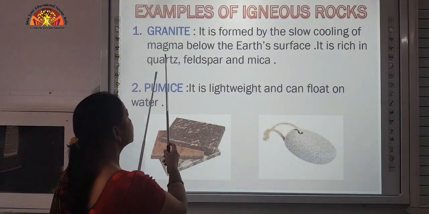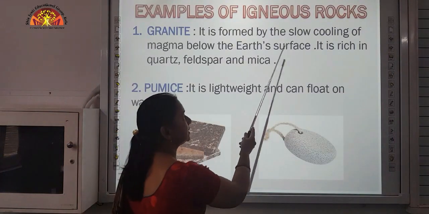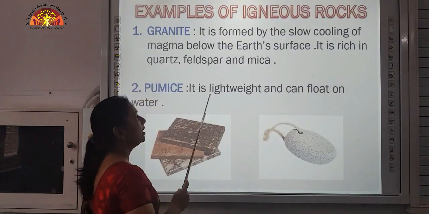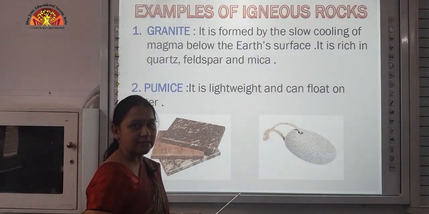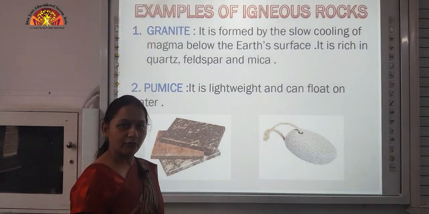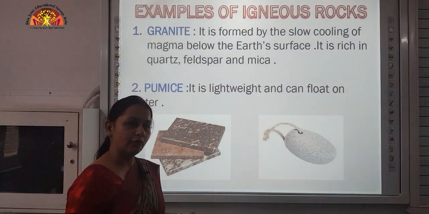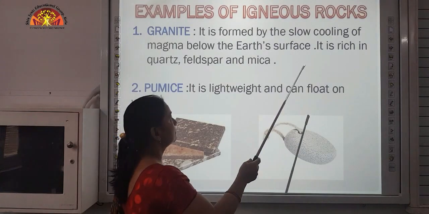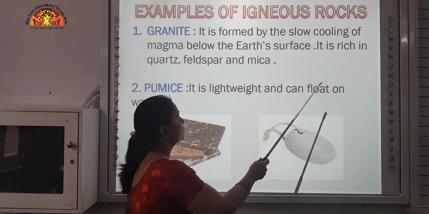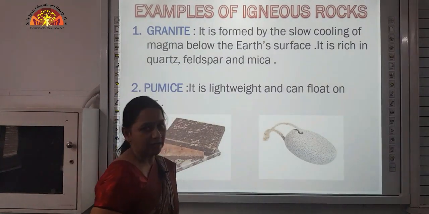The first one is granite. It is a very hard rock and it is formed by the slow cooling of magma below the earth's surface. It comes in many colors like pink, green, grey, and it is used for kitchen counters or flooring. And this granite is rich in minerals like quartz, feldspar and mica.